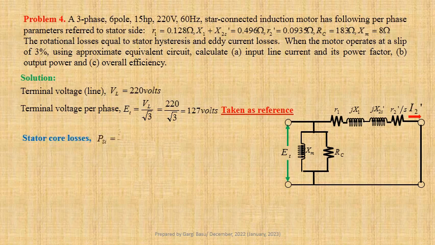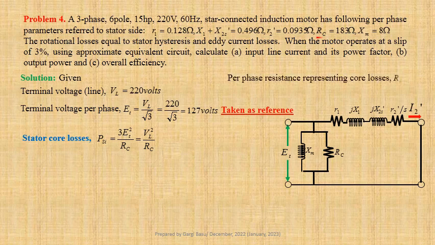Let us now determine stator core losses. PSI equals 3 times ET square by RC or VL square by RC. Given per phase resistance representing core losses, RC equals 183 ohm. Therefore, PSI equals 220 square divided by 183, which is approximately equal to 264.48 watt.